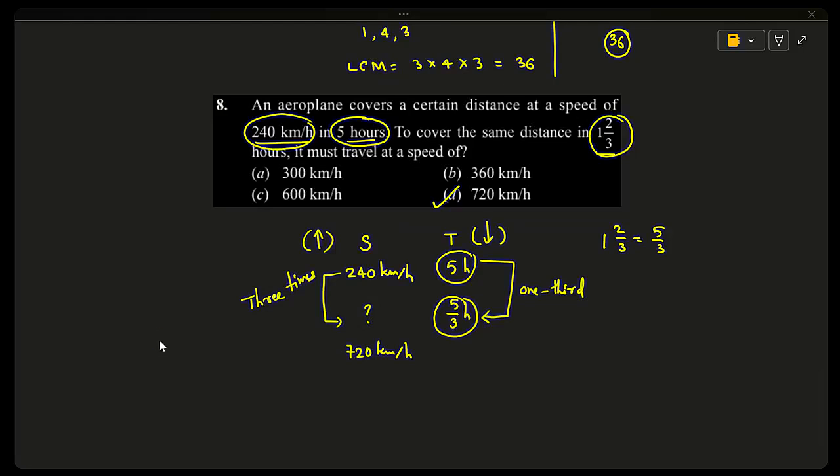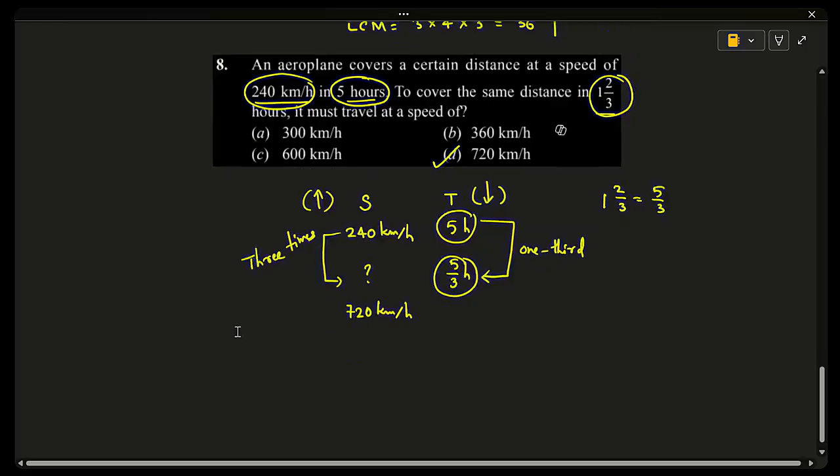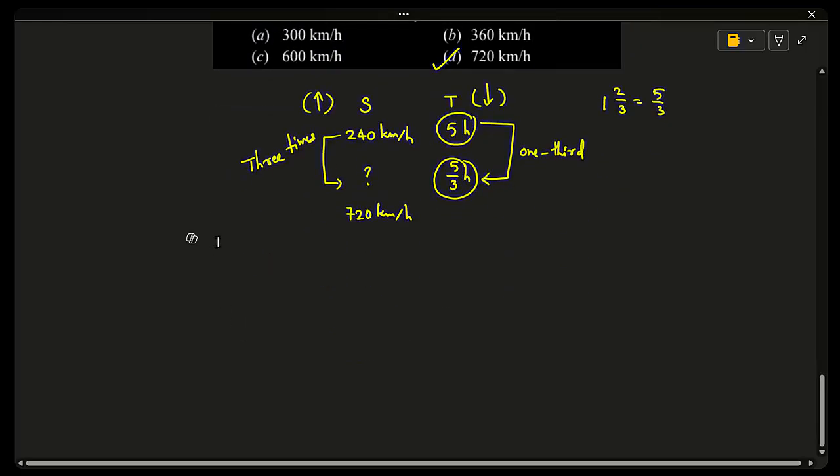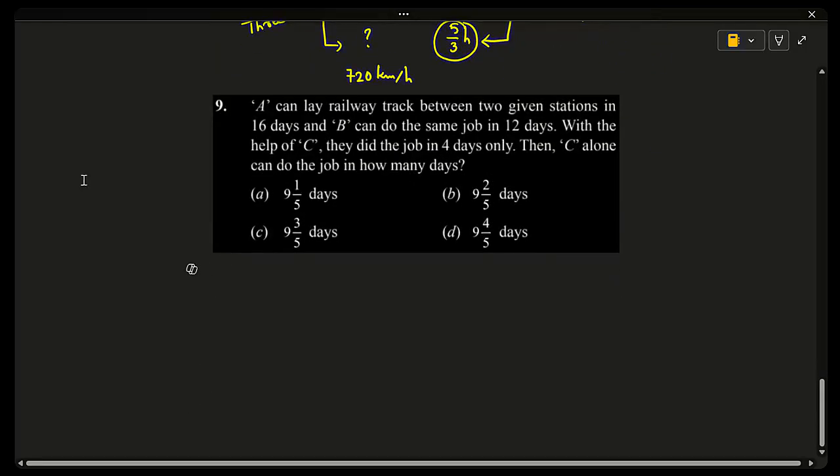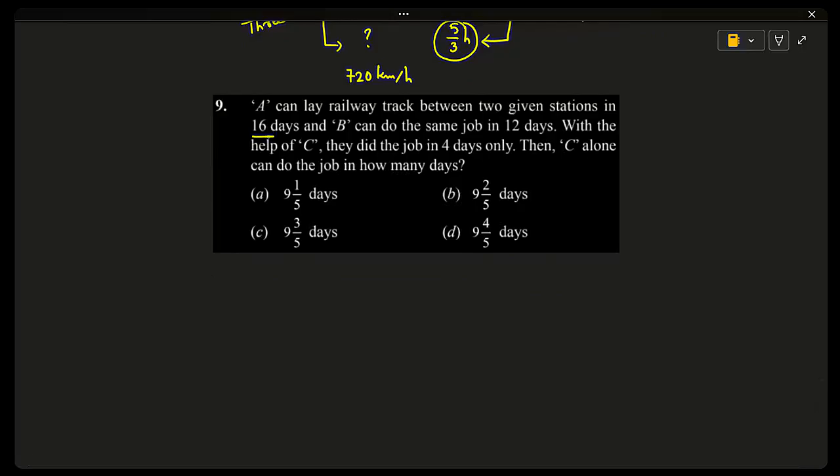Next, ninth one. Ninth question. A can lay railway track between two given stations in 16 days. B can do the same job in 12 days. With the help of C, they did the job in 4 days only. C alone can do the job in how many days? So, time and work question. Let's write the given data.